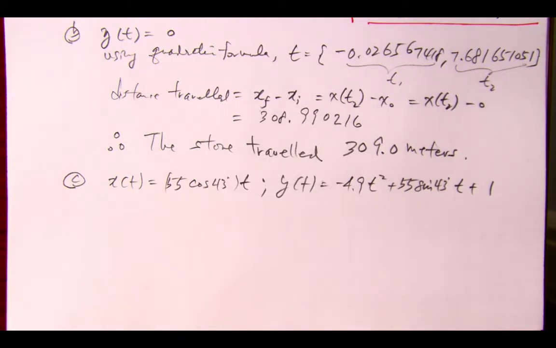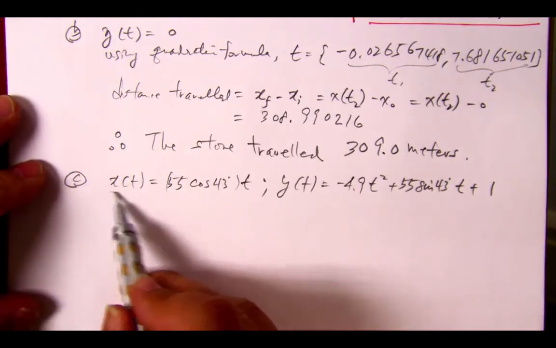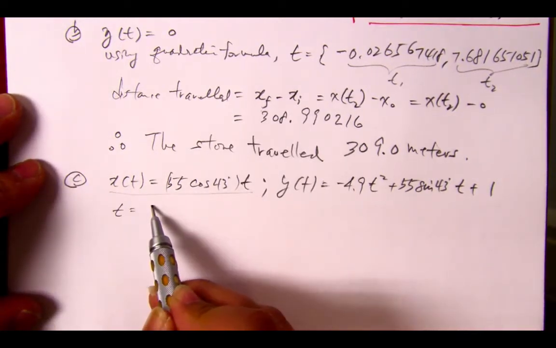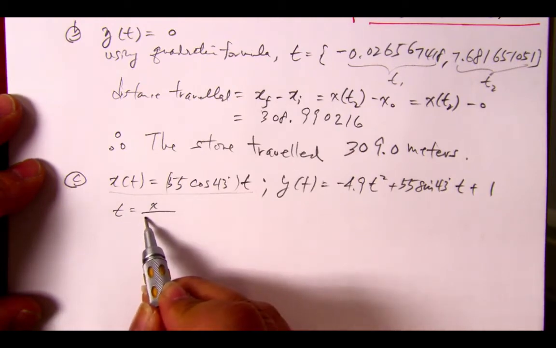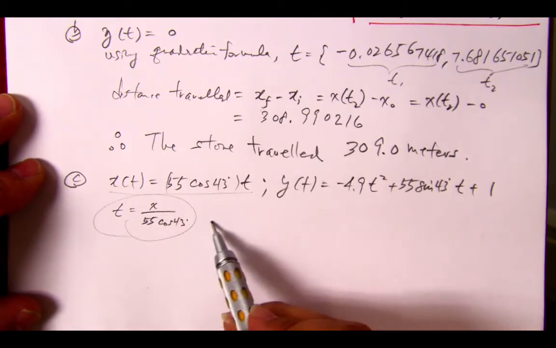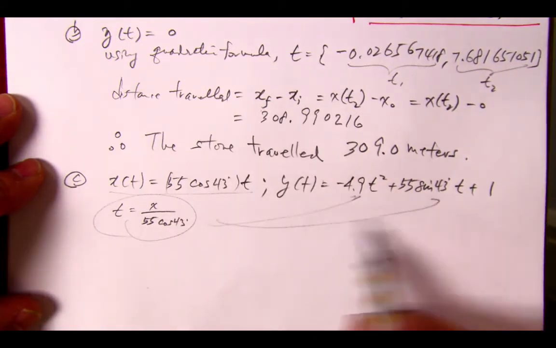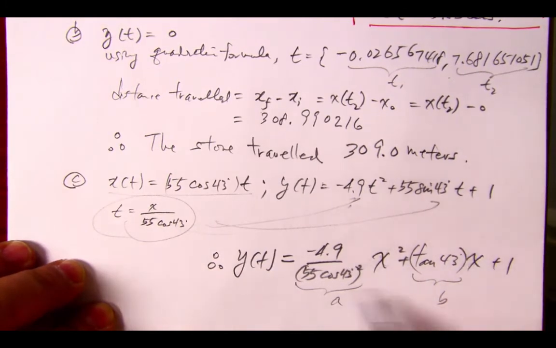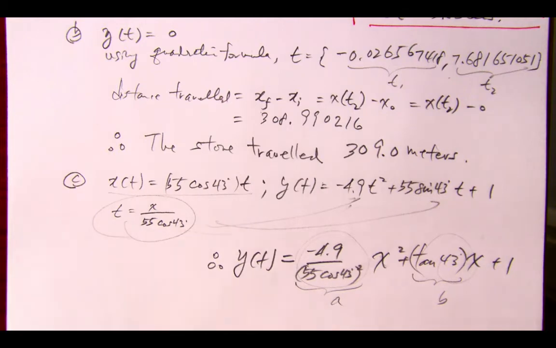Solve x of t for t. Using x of t, we solve for t, which means that the variable t is now x over 55 cosine of 43 degrees. So with this one, plug into the equation over here. It comes out to the following. Negative 4.9 over (55 cosine of 43) quantity squared, x squared, plus tangent of 43 degrees times x plus 1. So this behaves like a parabola. I suppose you could memorize the formula, but it's highly unnecessary as the steps are fairly straightforward.